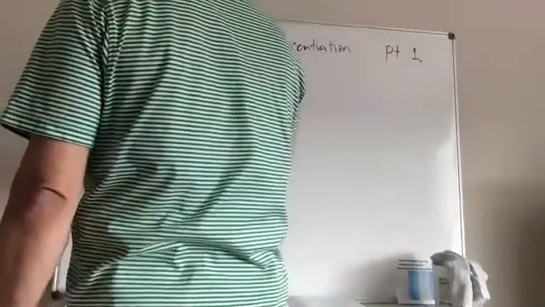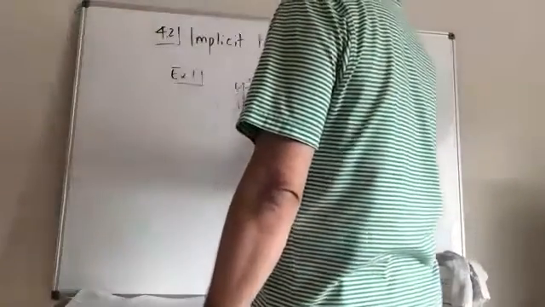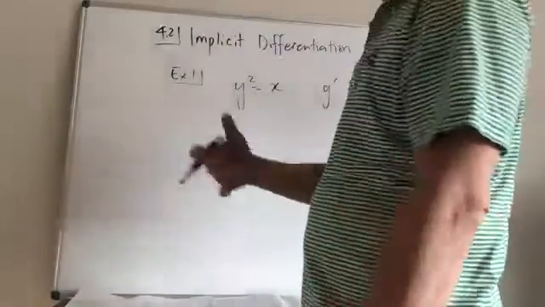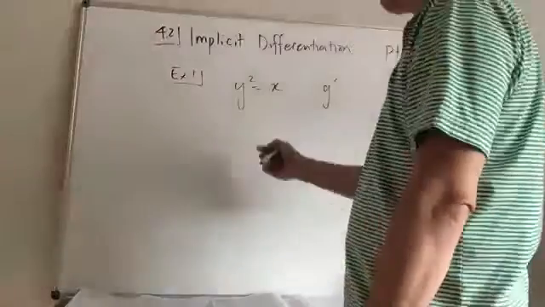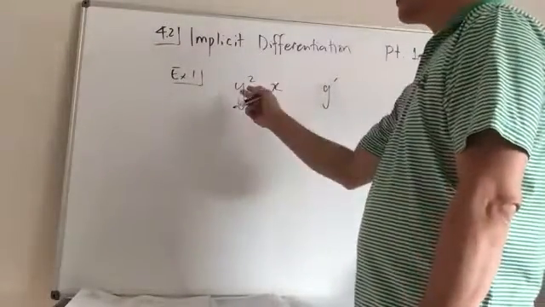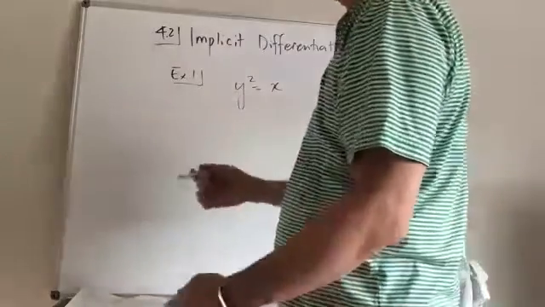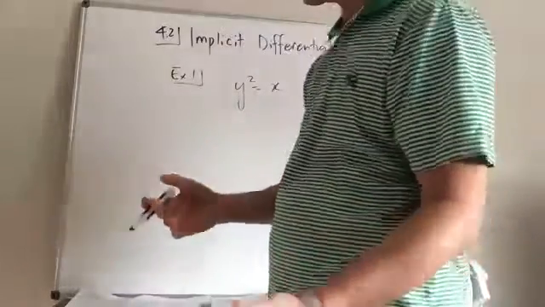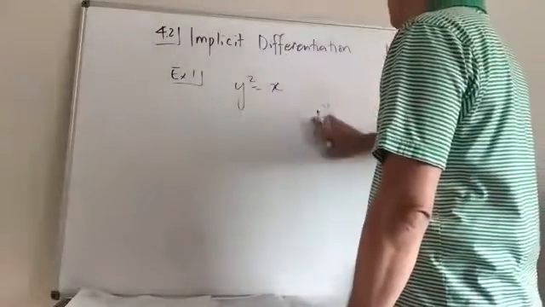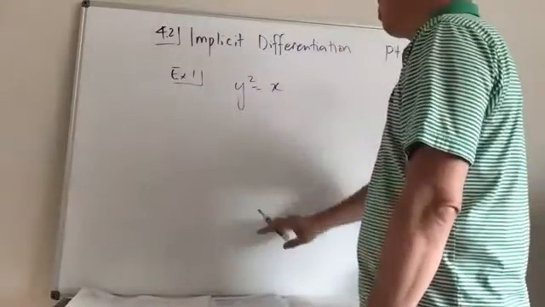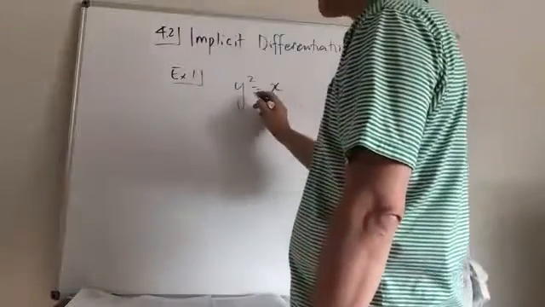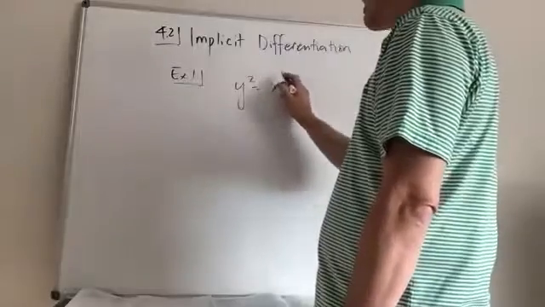In example number one, we have y squared is equal to x, and we want to find y prime, or dy dx. The problem is that I don't have y as something. You're not going to solve and say y is equal to plus or minus root x here, because that would give us two different functions. So we're going to go ahead and do the differentiation. We're going to differentiate this side with respect to x, and this side with respect to x.